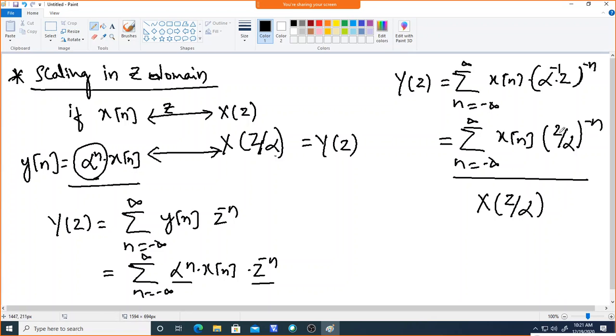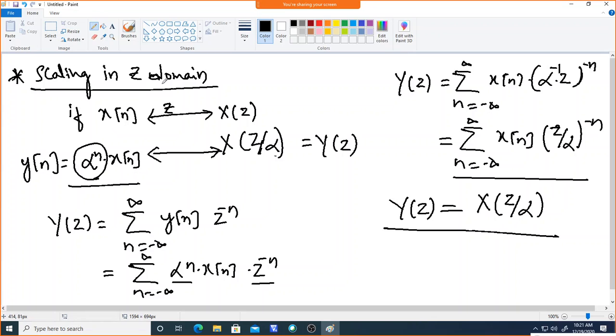Wherever z power minus n is there, we can write it as x of z or y of z. Here it is z scaled by the value alpha, so that's why you can write it as x of z by alpha. Okay, so this is the proof for the scaling in the z domain. So now if you want to scale the z domain by a factor alpha, you have to multiply by the alpha power n factor in the time domain itself. Okay, so this is about the scaling in the z domain.